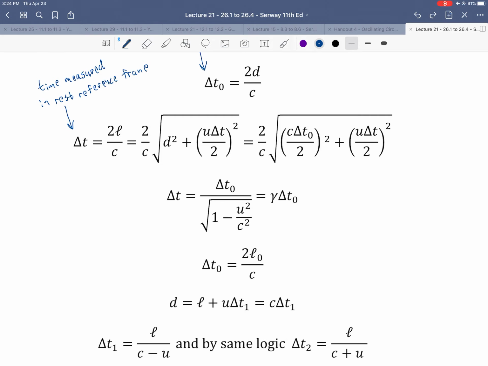So then when we clean this up, factor out the delta t and the delta t naught, and then solve for delta t, it becomes this. It's just a matter of algebra. And then we can see that we have our Lorentz factor. Gamma is the Lorentz factor, just a way to save time when we're writing this.